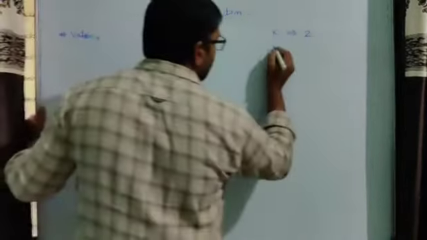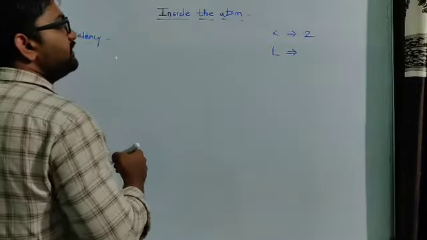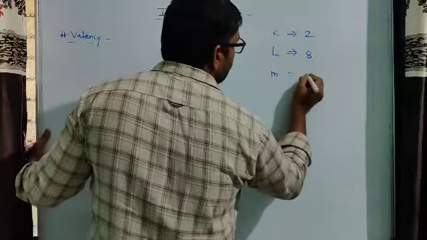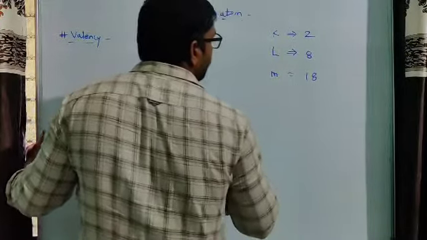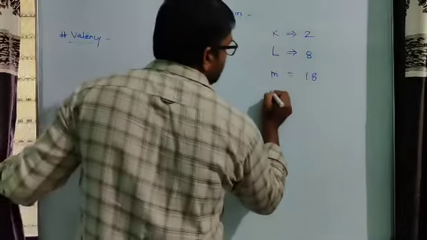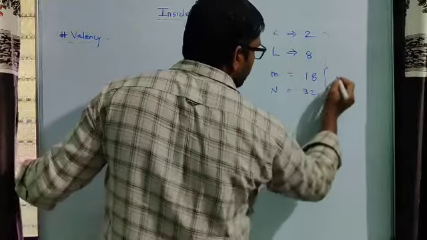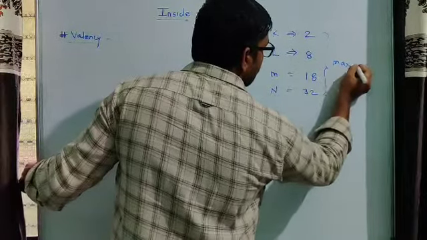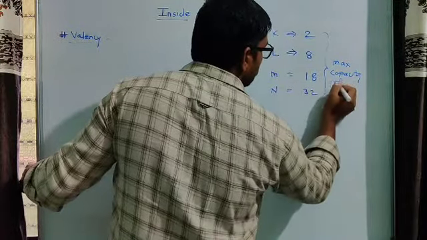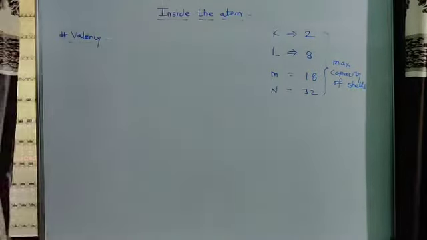Then we studied the second shell, L. We see that in the L shell the maximum capacity of electrons is 8. Then the M shell. There we see a maximum of 18 electrons can be in the M shell. Next, the N shell. There we see a maximum of 32 electrons can stay in the N shell. So this is the maximum capacity of shells.